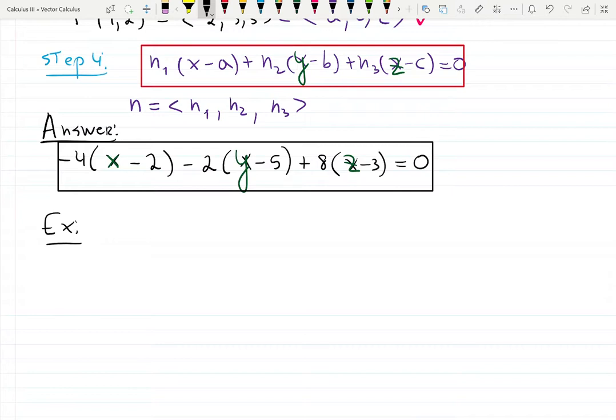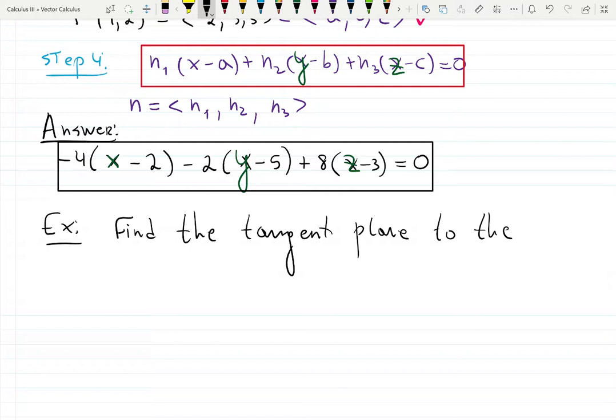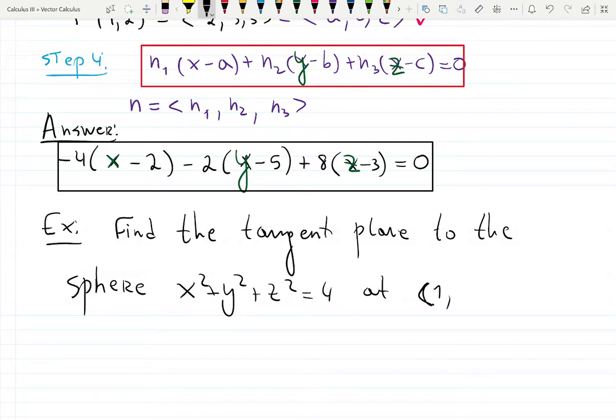One more example. What if I don't give you the parametrization, and this time I will say, okay, it's not Isaac's hat anymore. I will say, find the tangent plane to the sphere x squared plus y squared plus z squared equals 4 at the point (1, 1, square root of 2), like so.